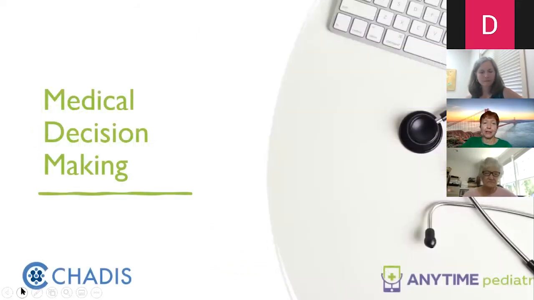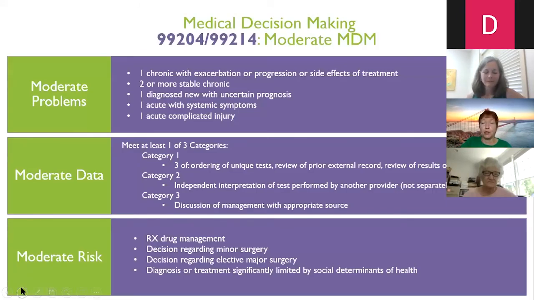This is going to be talking a little bit about medical decision-making and how you get the margin to meet your mission here. When you look at the new codes for the new 99204, 99214 for medical decision-making, and you're looking at moderate problems, what you'll see in here is that these visits at least are 99214s or 204s and are moderate problems. So you have one chronic with exacerbation or progression. You have somebody who's depressed, they're seeing a therapist, they're not getting better. You already meet that there.